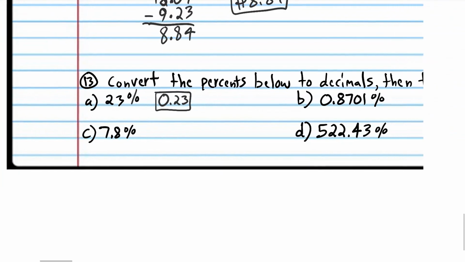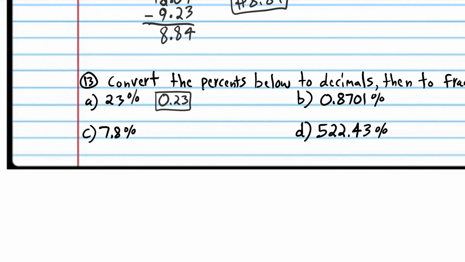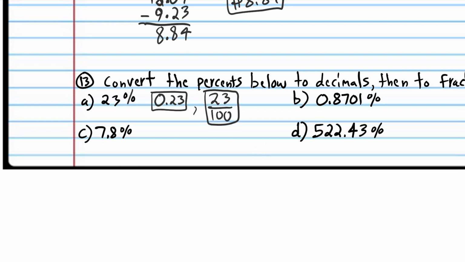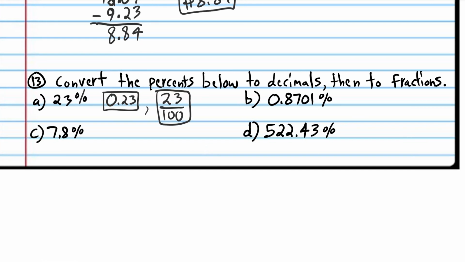So now that we have the decimal form, we can easily write the fraction form because we know the 3 is in the hundredth place. If you look on your place value chart, you always look at the number farthest to the right, and that tells you what the denominator is going to be, 23 over 100. So why don't you try part B, and when you come back, we'll do it together.